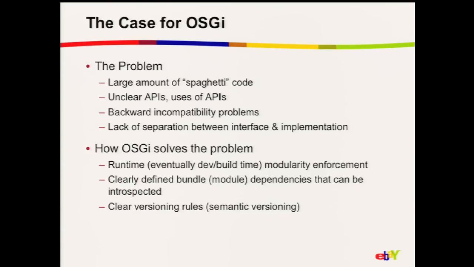And then finally, as I said, it requires some discipline, and that's where semantic versioning comes into play. If you use semantic versioning properly, we can solve a lot of issues related to backward incompatibility, the way code dependencies get wired, things like that.